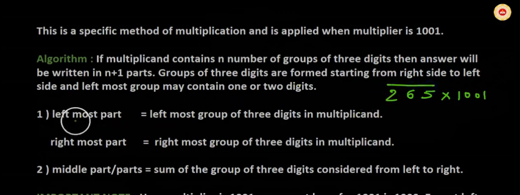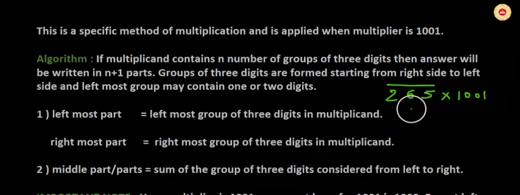Okay. Now, how to calculate leftmost part and rightmost part of an answer? Leftmost part is leftmost group of 3 digits in multiplicand. Now, as there is one group only in the given multiplicand, because there are 3 digits in multiplicand 2, 6 and 5, there is one group only. So this group is considered as leftmost group and rightmost group, right? Leftmost part of an answer is leftmost group of 3 digits in multiplicand, and rightmost part of an answer is rightmost group of 3 digits in multiplicand.